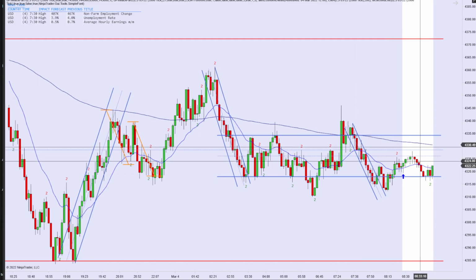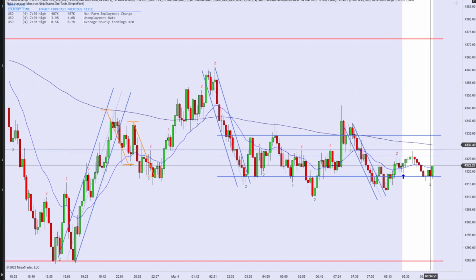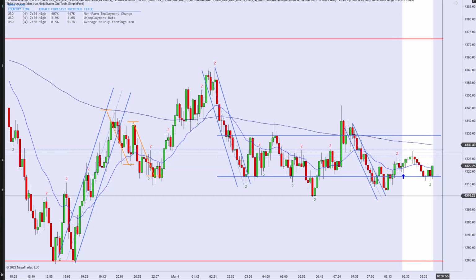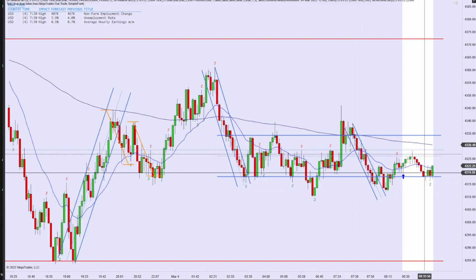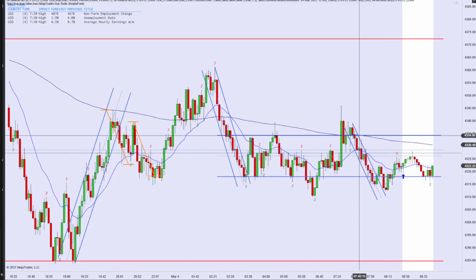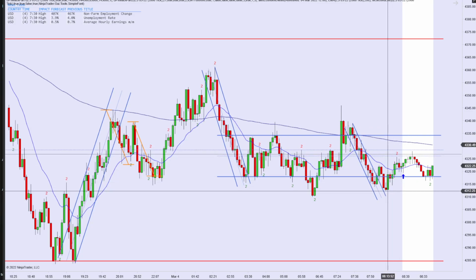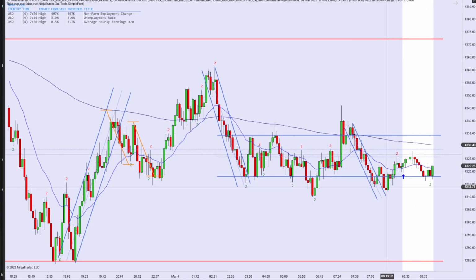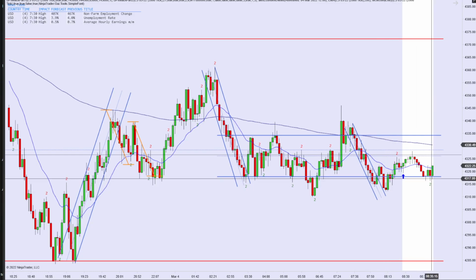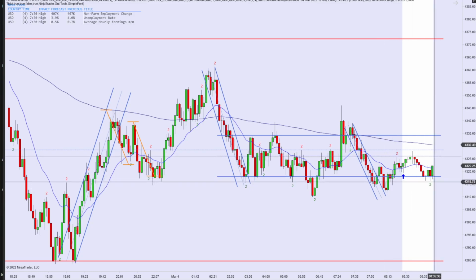First entry, second entry short. I personally don't like this trade for why I just stated. I'm not really looking to go short at this point. There's a higher, or I'm sorry, a lower high here. We have a higher high compared to this low here. I'm sorry, a higher low compared to this low here.